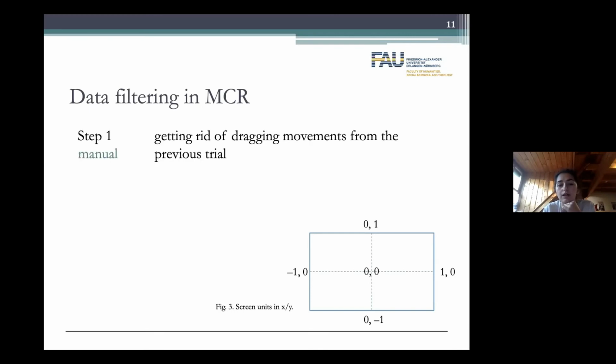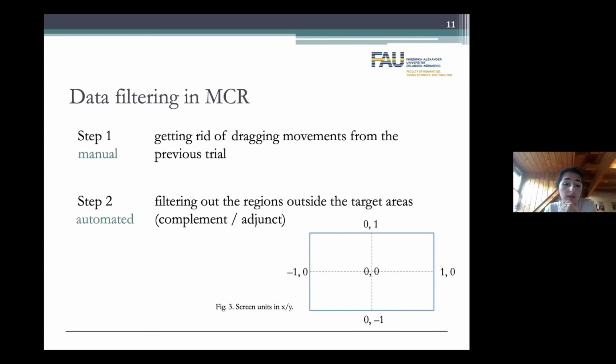So you would imagine that you are reading a sentence by moving the mouse. Once you reach the end of the sentence, you would have to indicate whether yes or no, whether it's grammatical or not. And then you would have to drag the mouse back to the sentence initial position. To make sure that this dragging back movement was not added up to the next trial, they were manually removed. And then at step 2, which was automated, basically all the regions outside the target region, so outside the complements and adjuncts, were also filtered out because they were not controlled for length and frequency.